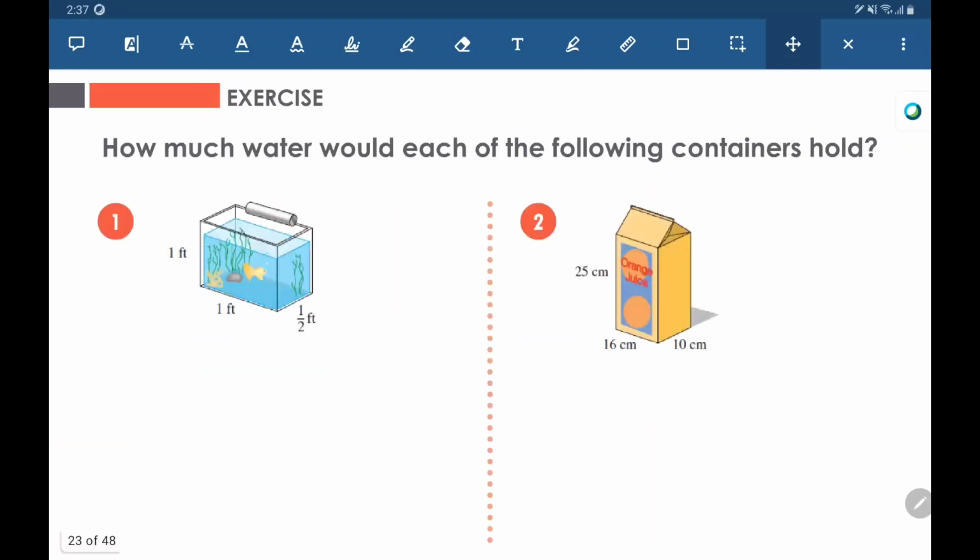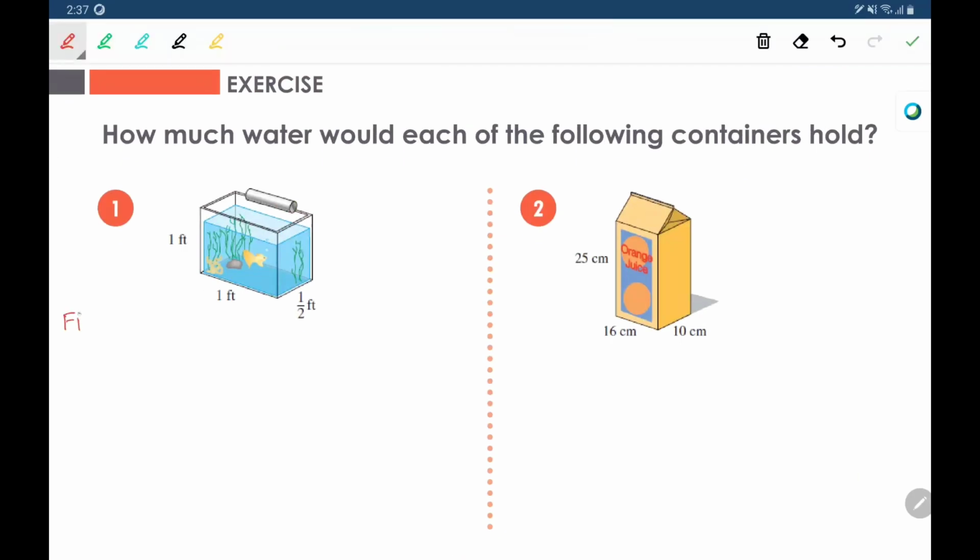Then let's try to find out the capacity of each container. For the first exercise, this is the fish tank. Find out how much water this fish tank can hold. Then we are going to find the fish tank capacity, which is equal to the volume of this tank. This is the parallelepiped. So the volume is LWH, right? L is the length, 1 foot. The width, 1/2 feet. And the height is 1 foot. So you can say this fish tank capacity is 0.5 cubic feet.